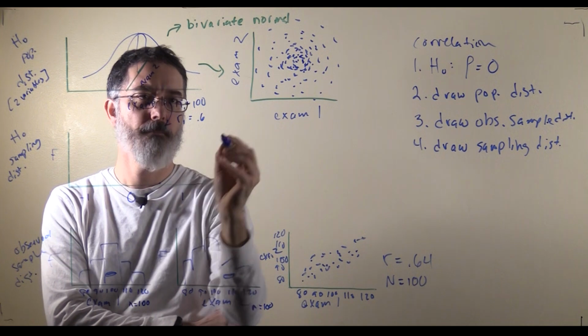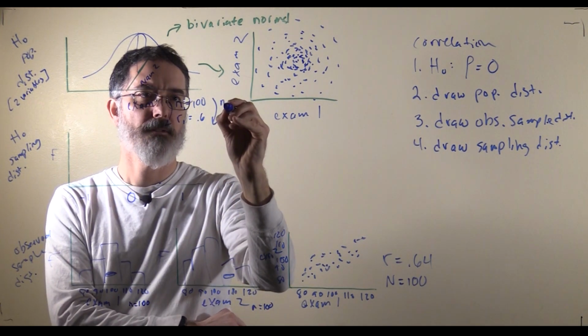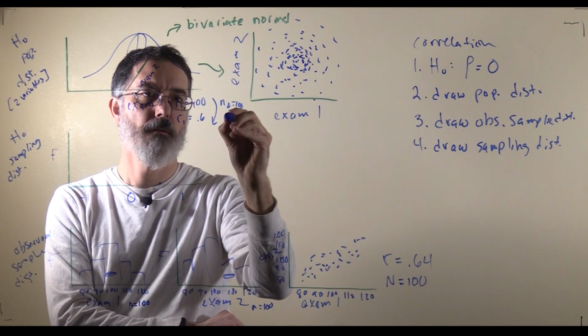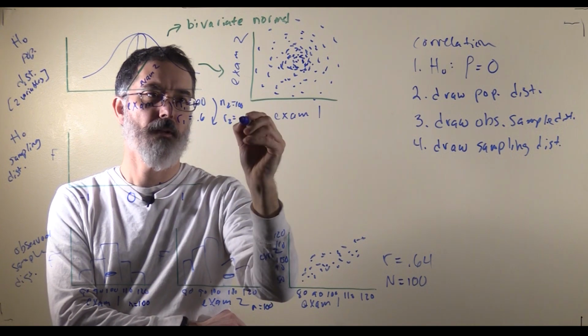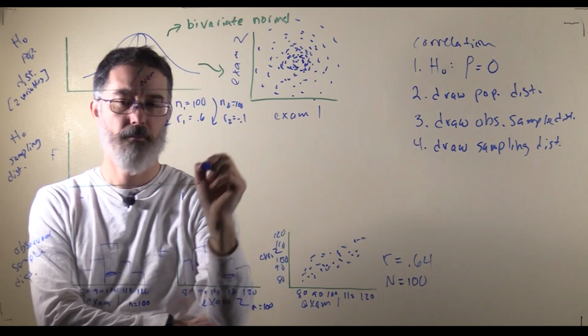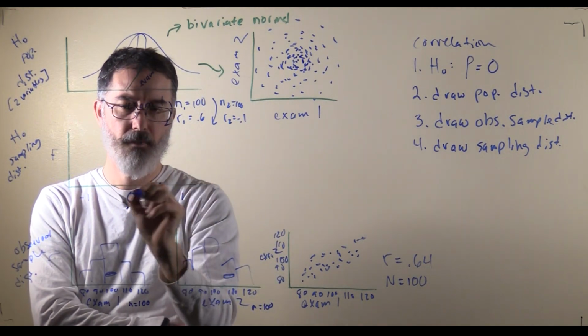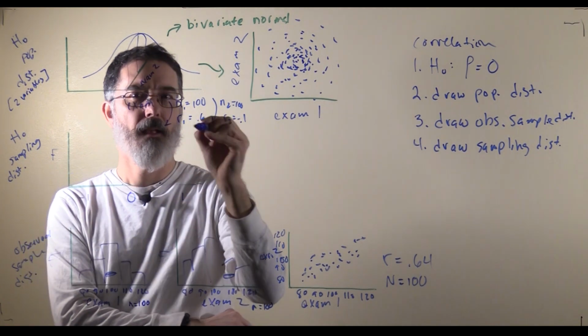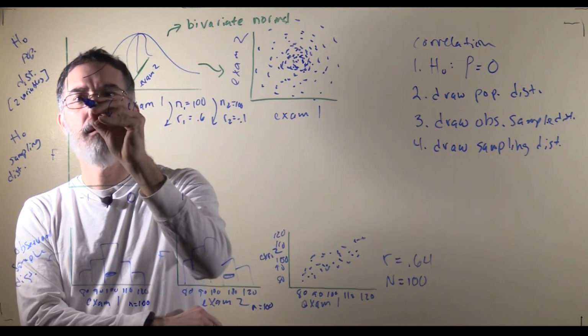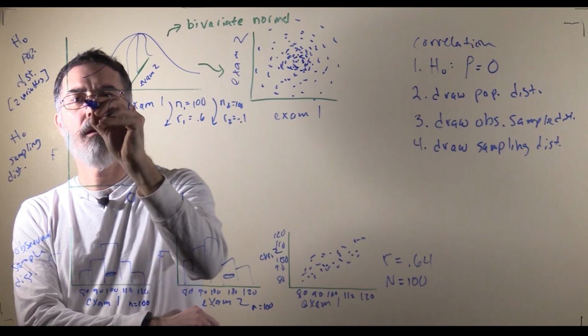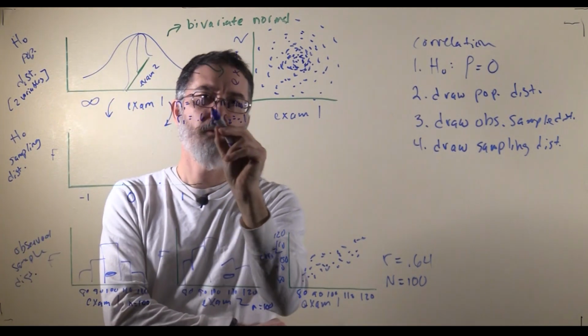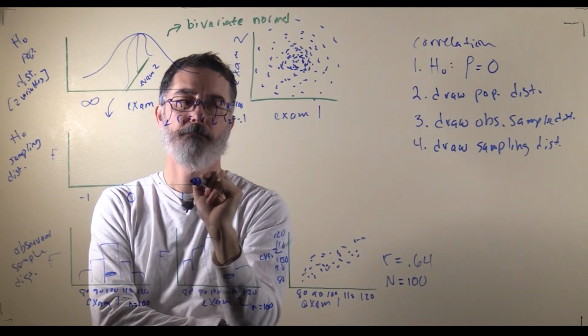0.6 would be right around there. All right, we'll do that for a second sample. We'll say we get negative 0.1. That'd be someplace around here. And we're going to do that for every possible sample of 100.